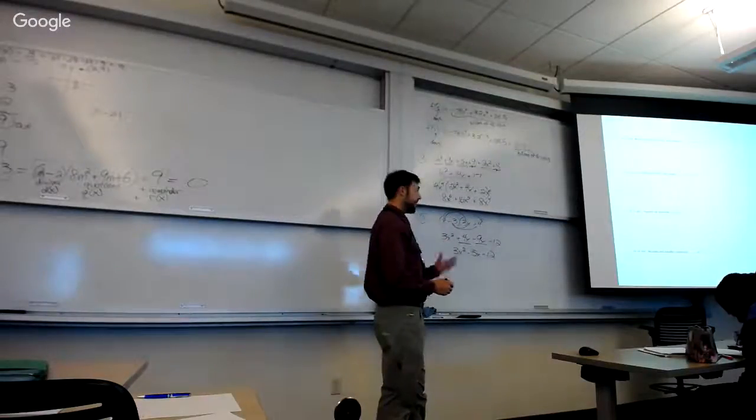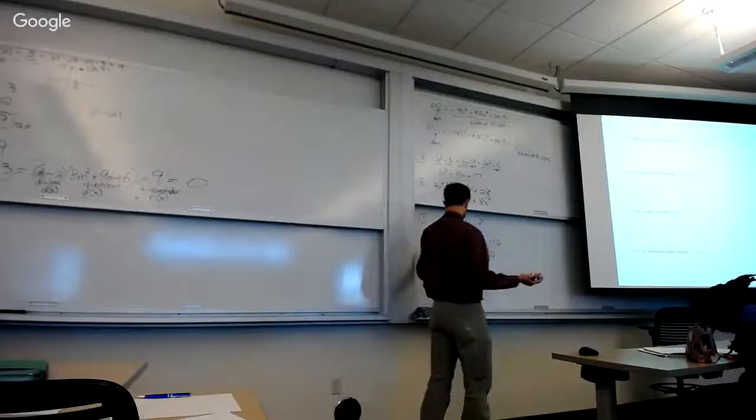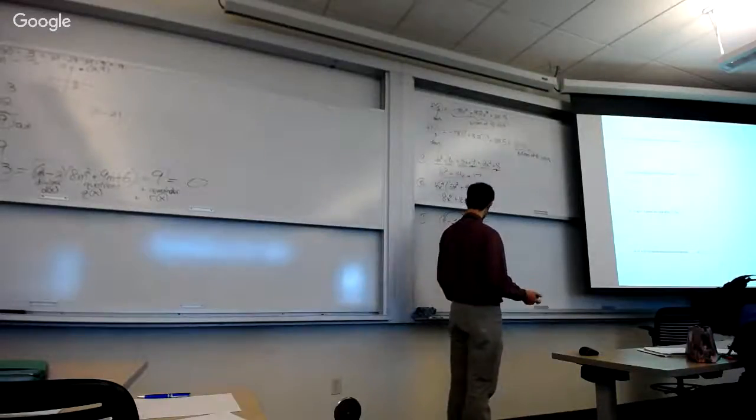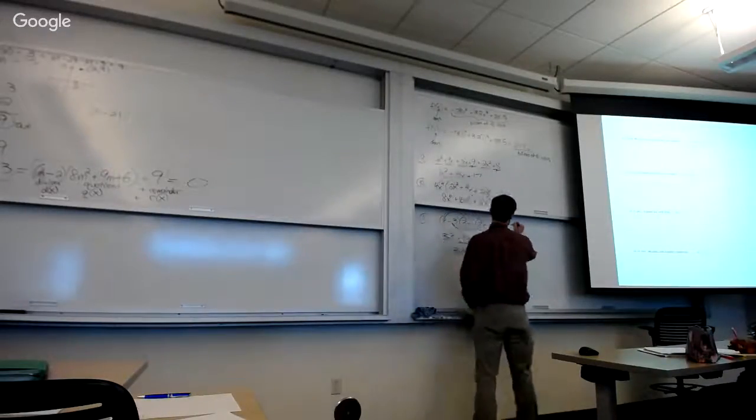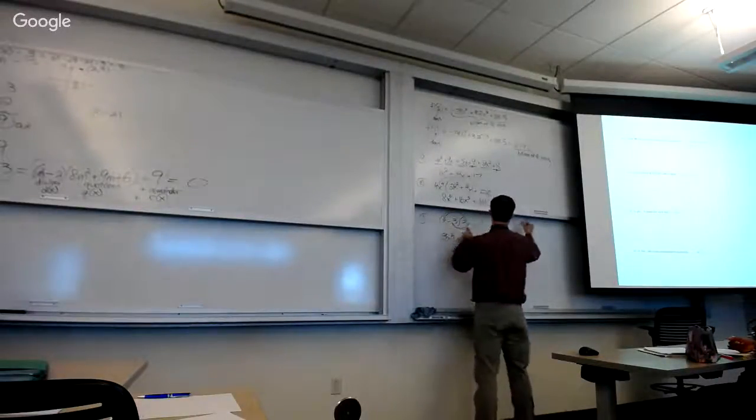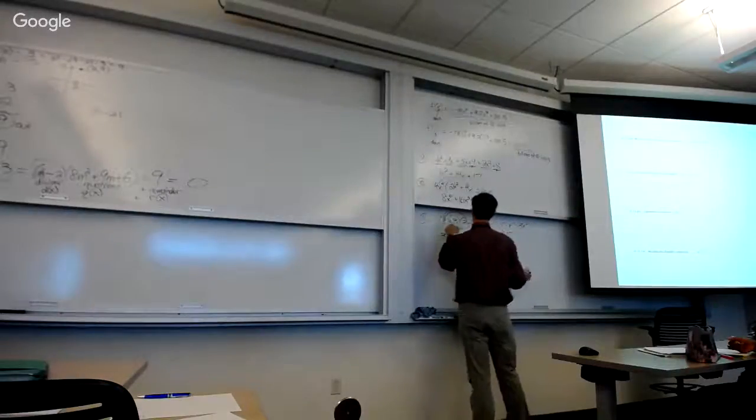Now, I have seen people do this. It's a really nice, pretty technique. I don't do it myself, but it's really nice looking. And that is, I see people write out FOIL. And they do one term at a time. They say first is 3x squared. And then they do outer is 4x.